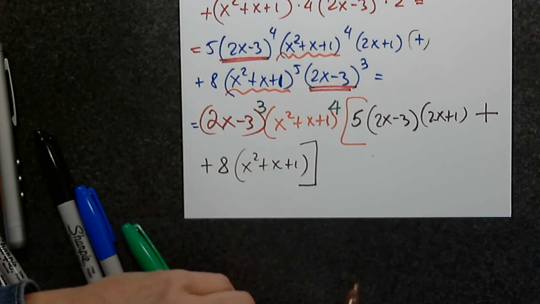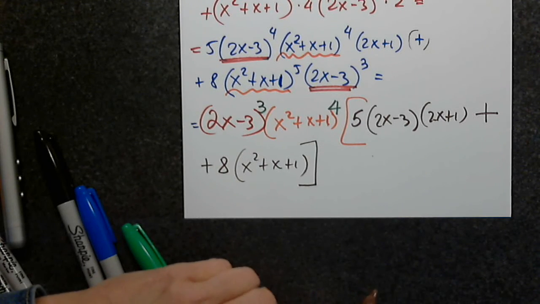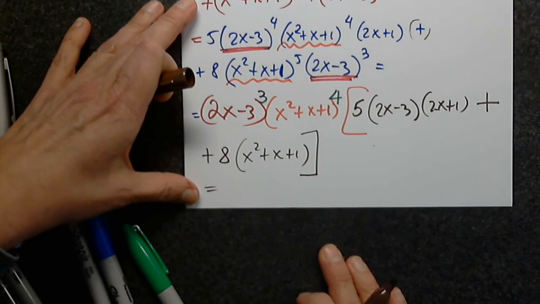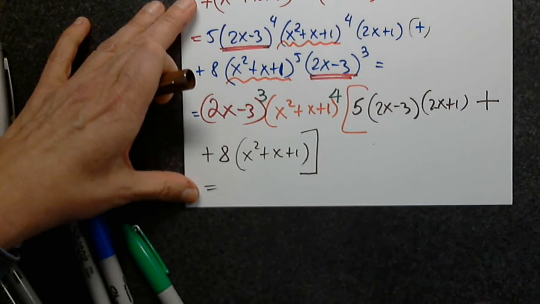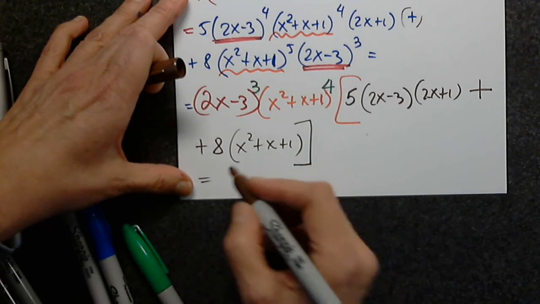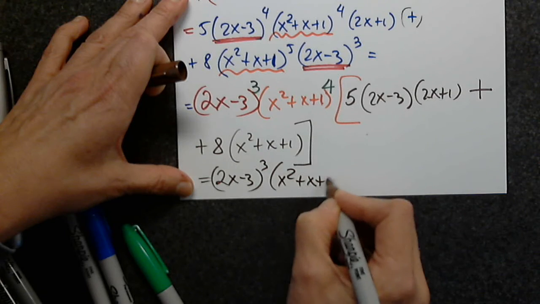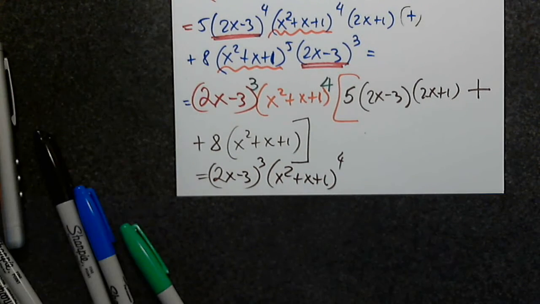Okay, so this is 2x minus 3 to the 3rd, and x squared plus x plus 1 to the 4th. What do I do now? Well, I have a lot of work to do. I have to FOIL these 2, distribute 5, distribute 8 in here, combine like terms and get an expression. Ready?